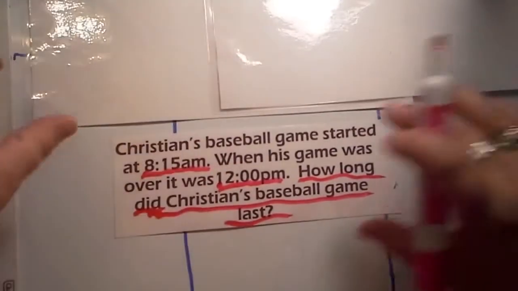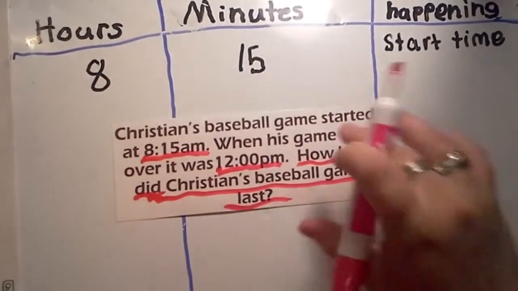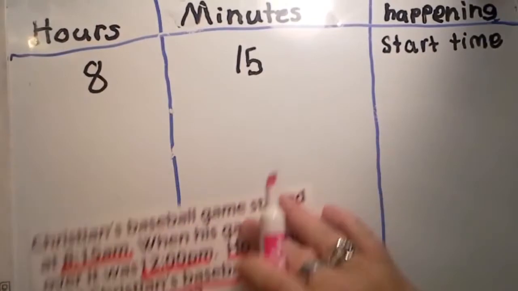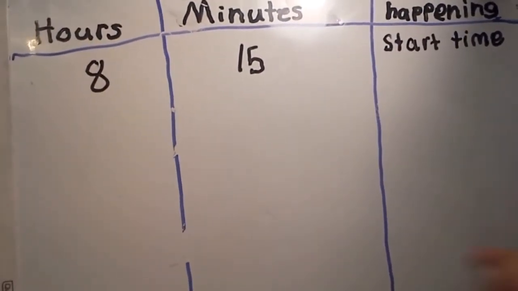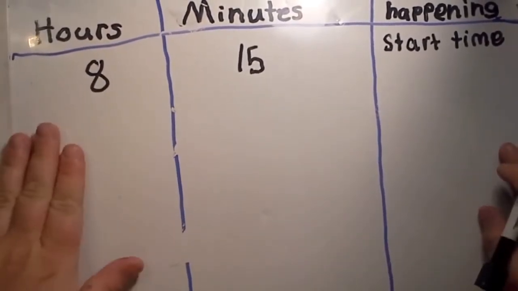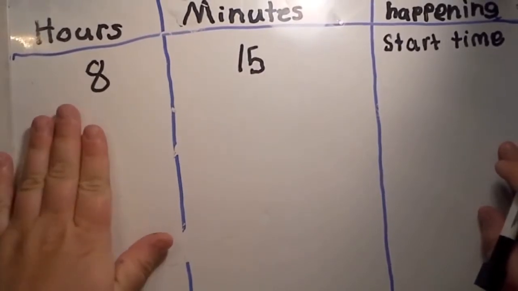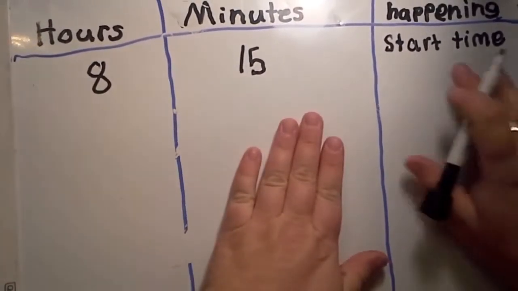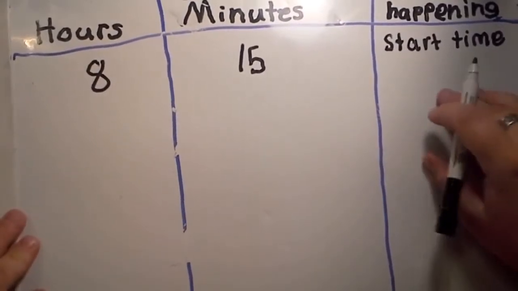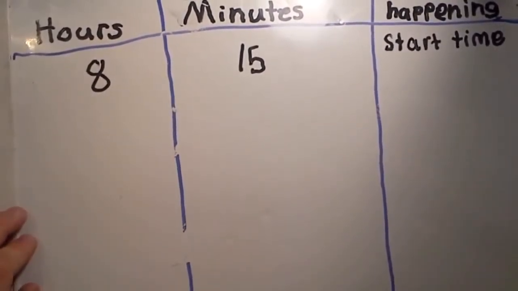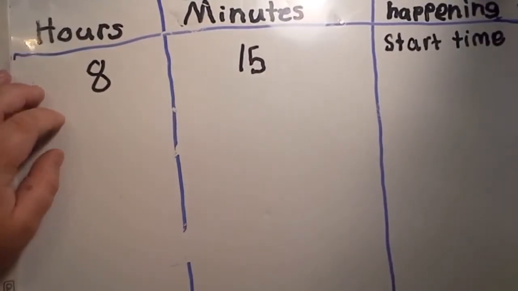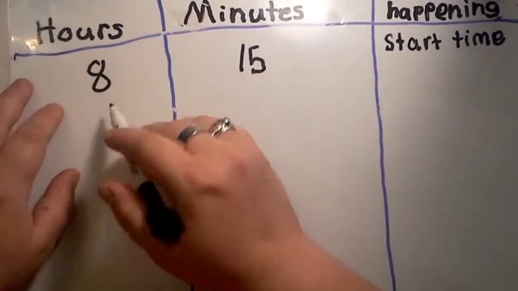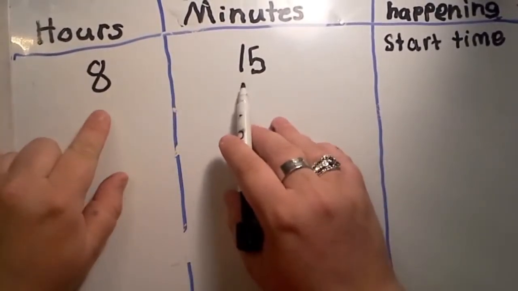So the first way I'm going to show you how to solve this problem is using a chart here. What I've done is made a 3-column chart. One says hours, one has minutes, and one tells me what is happening. So the first thing I need to do is get to an even hour. You see how I am starting at 8:15?